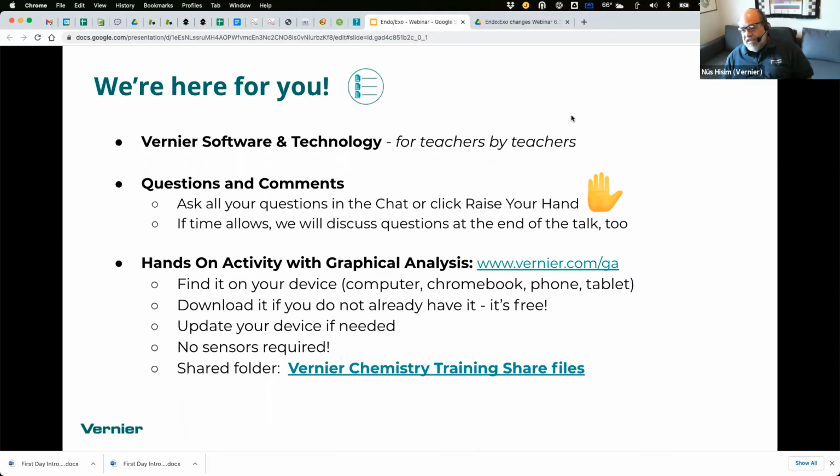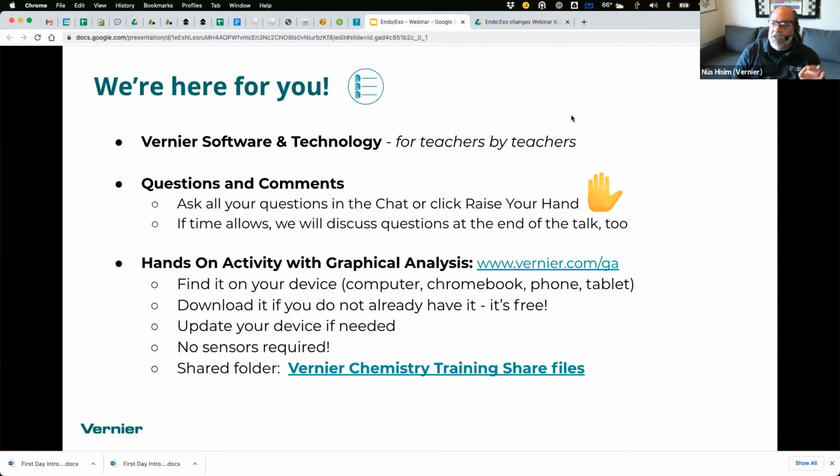So on any device that you have handy, and I might suggest you do it on a second device, like your phone or something else, put Graphical Analysis on there. If you're on an iPhone, for example, go to the App Store. If you're on a Chromebook, go to the Chrome Web Store. The link is there, but just go to Vernier and search for Graphical Analysis, and you'll find it. The software is free, and so you don't need anything else, just the software.